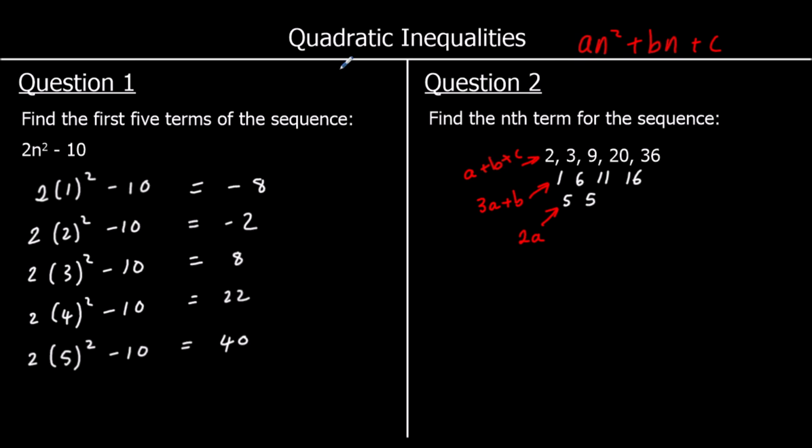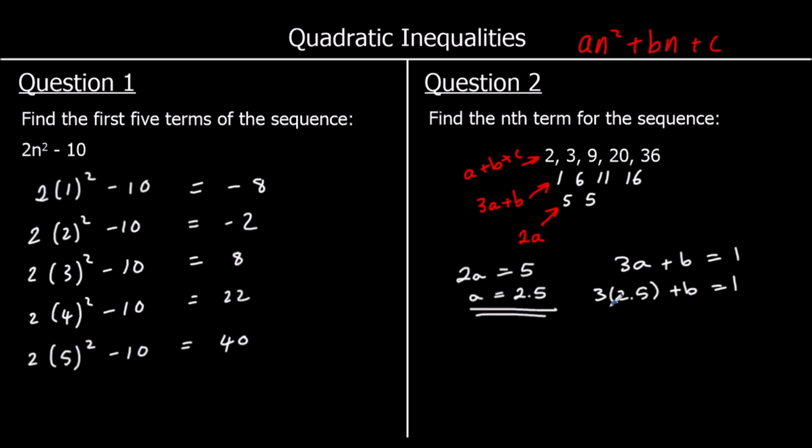So let's use this to work out a. So 2a is equal to 5. Half both sides. A is 5 over 2, or 2.5. 3a plus b is equal to 1. So we've got 3 2.5s plus b equals 1. 3 2.5s are 7.5. So 7.5 plus b is 1. Take 7.5 away from both sides. So b is minus 6.5.